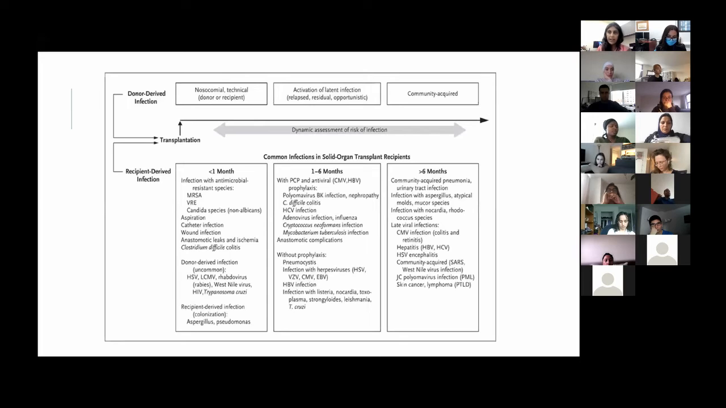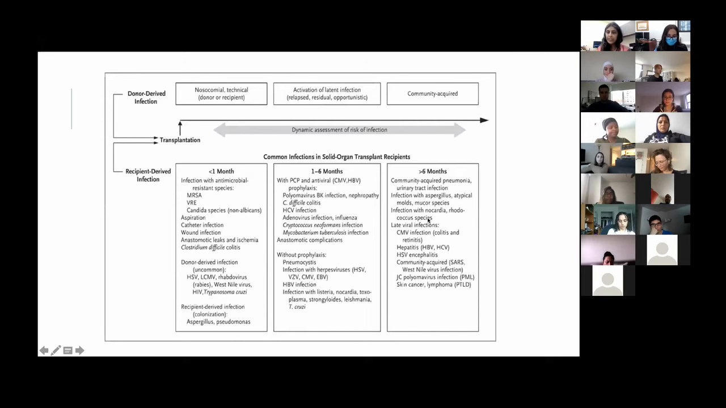like CLABSIs, CAUTIs, VAPs, HAPs, etc., or they're at risk for surgical site infections, for example. After 1 month, or even later, perhaps 3 months, is when we typically start to see opportunistic infections. That's because that's when oftentimes the prophylaxis is coming off, and patients really start to present perhaps with OIs.